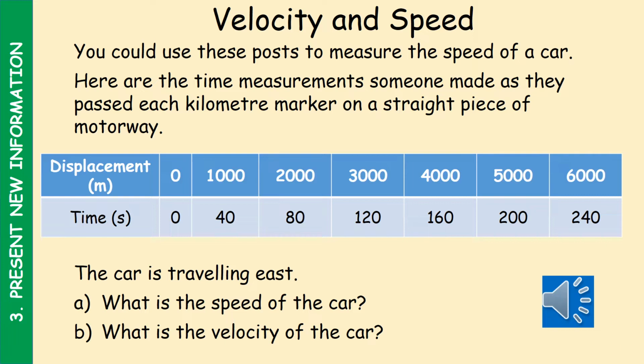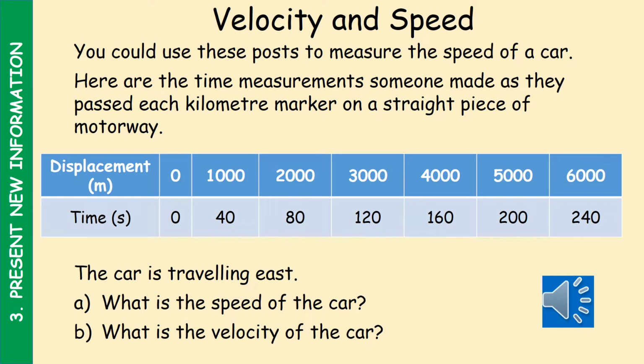So what you've done here is you've started your clock as you go past one of these markers, and then when you reach the next marker 1 kilometre on from that, you glance down at your watch and you see that 40 seconds has elapsed. You jot that down. Go on to the next post, 2 kilometres from your starting point, glance down and your timer now says 80.